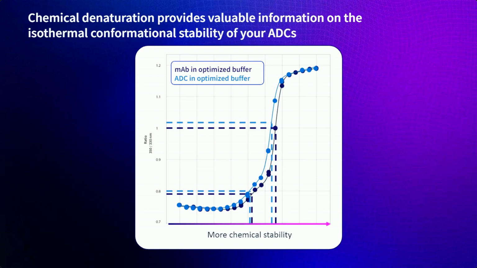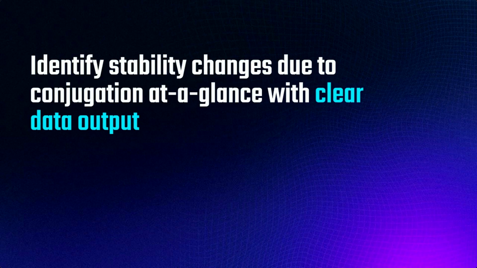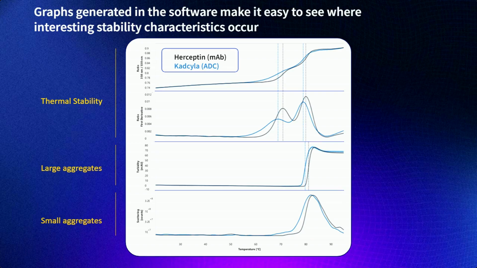So all the data I've shown you so far comes directly from the Panta analysis software. But let's take a closer look at how easy it is to identify trends or interesting phenomena with easy visualization of your data. So here's one view of the information we collect in parallel. The top 2 plots show measures of conformational stability, and the bottom 2 are measures of colloidal stability. By measuring conformational and colloidal stability in parallel, you get insight into how domain unfolding specifically impacts aggregation.